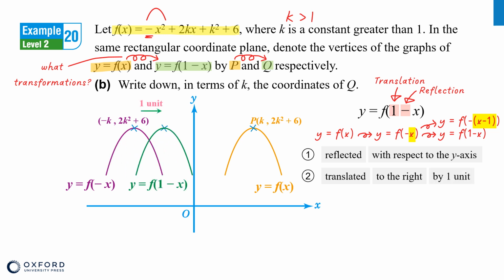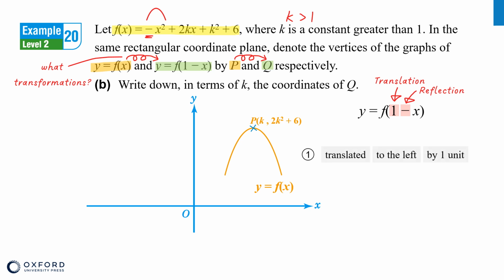So the vertex of the graph of y equal f of 1 minus x is negative k plus 1, 2k squared plus 6. We said that there are two ways for this set of transformations to happen. So what if we translate the graph first and then reflect it? Will the result be the same?